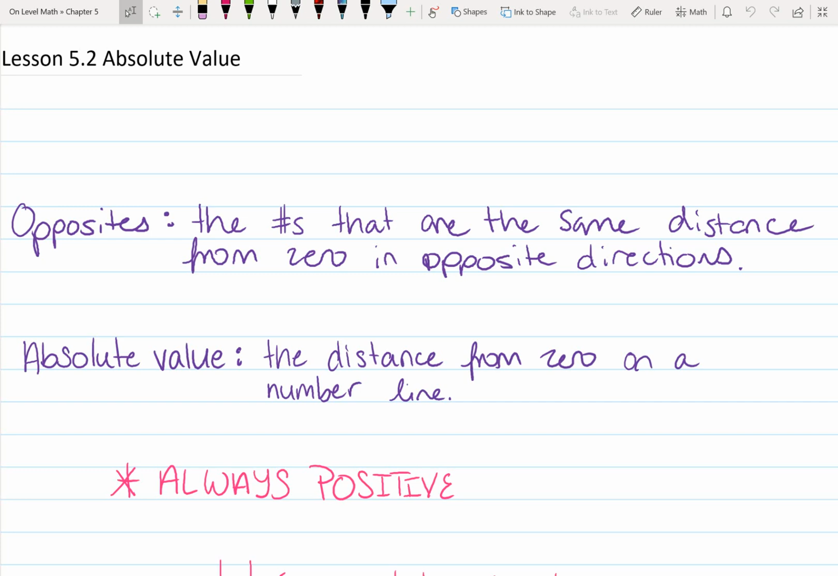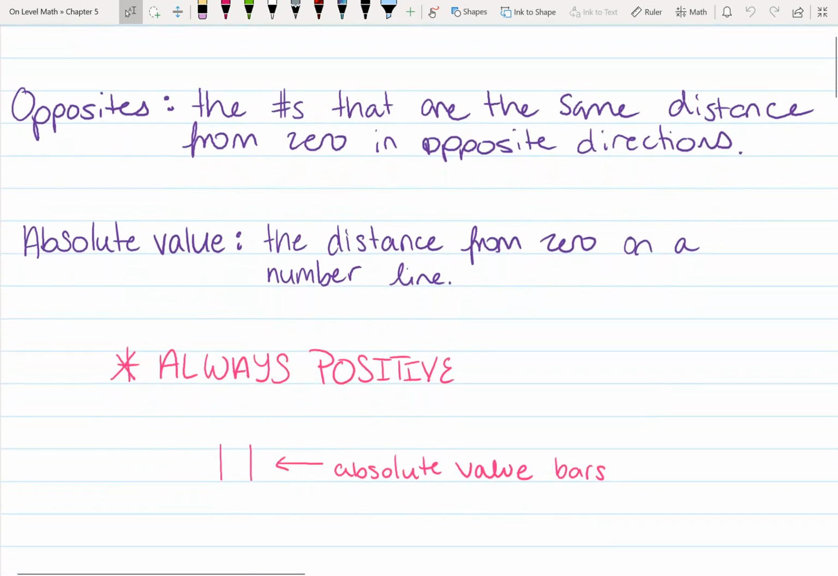Distance is always positive. Even if you run backwards, if you are tracking your steps, it's still going to tell you that you ran 30 steps, right? It's not going to say negative 30. It's not going to take 30 off of your pedometer, right?